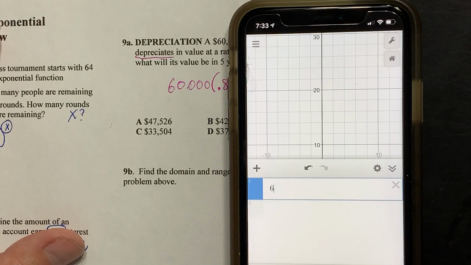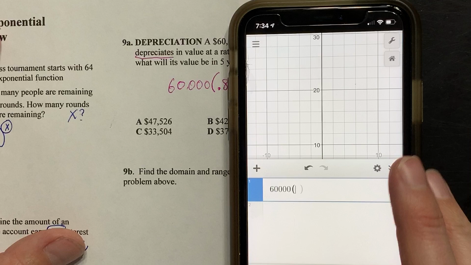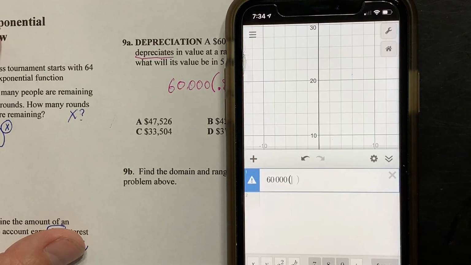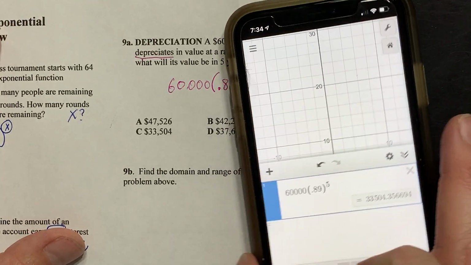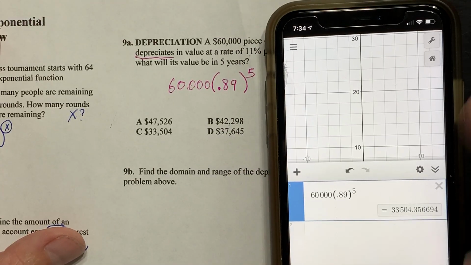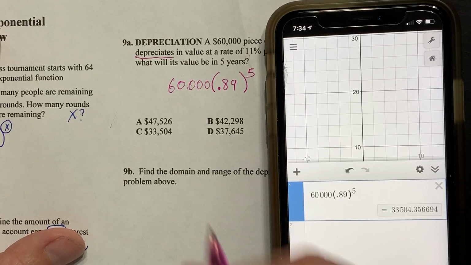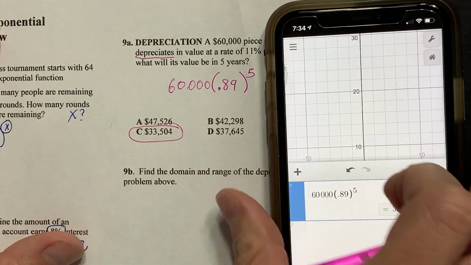I'm going to say 60,000. Don't do a comma. It won't work with a comma. 0.89 to the power of 5. That is 33,504. C.